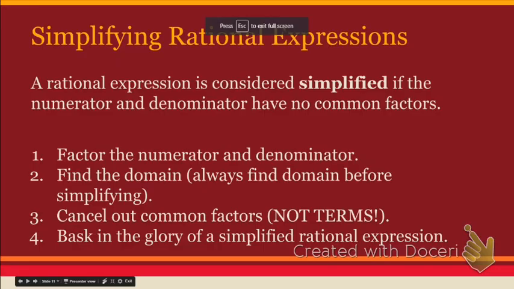Simplifying rational expressions. A rational expression is considered simplified if the numerator and denominator have no common factors. So we do that by factoring the numerator and denominator. Then we find the domain. Then cancel out common factors. We do not cancel out and then find the domain, because then you might accidentally put numbers in your domain that shouldn't be there.